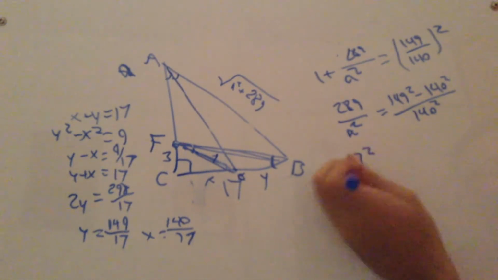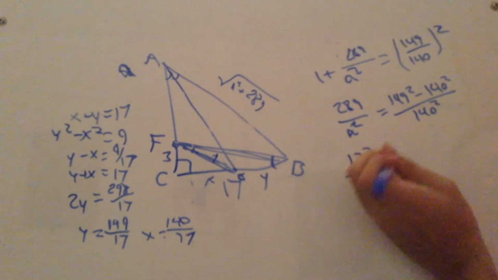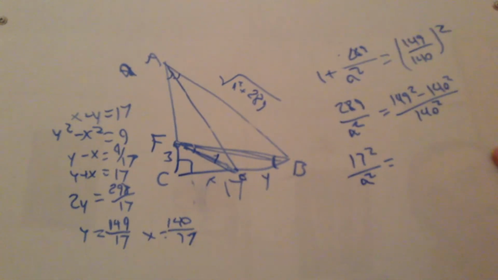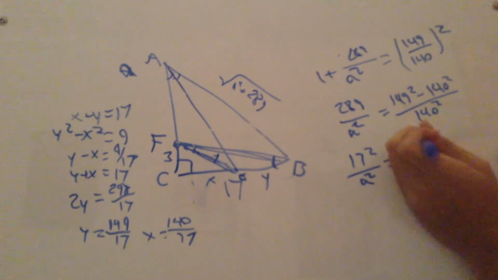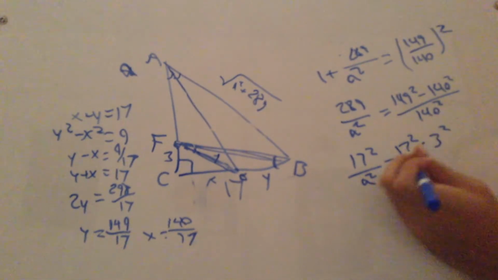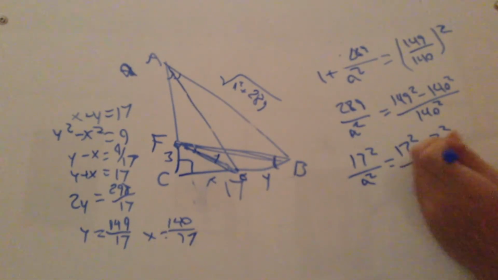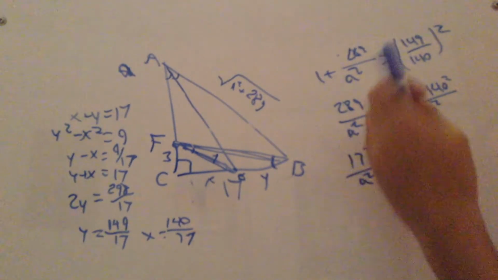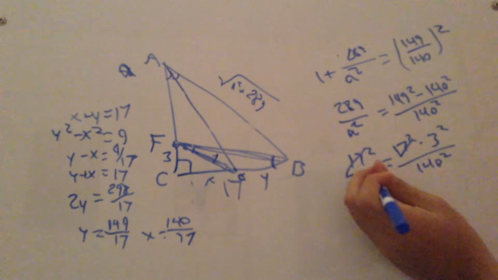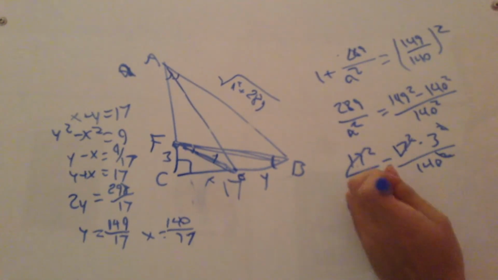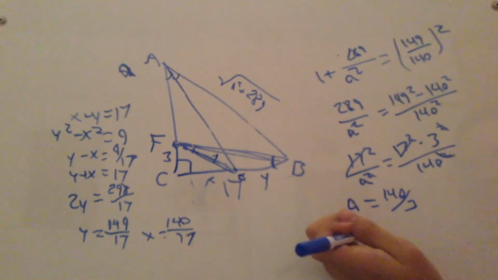So I'm going to write this as 17 squared. You're going to see why soon. We can use difference of squares. 149 plus 140 is 289, which is 17 squared, times 149 minus 140 is 9, 3 squared, over 140 squared. So, if I flip this around, I can cancel this, take out all the squares. A has to be 140 over 3.